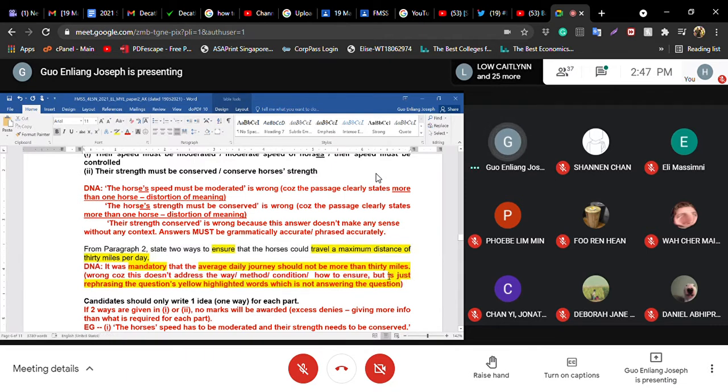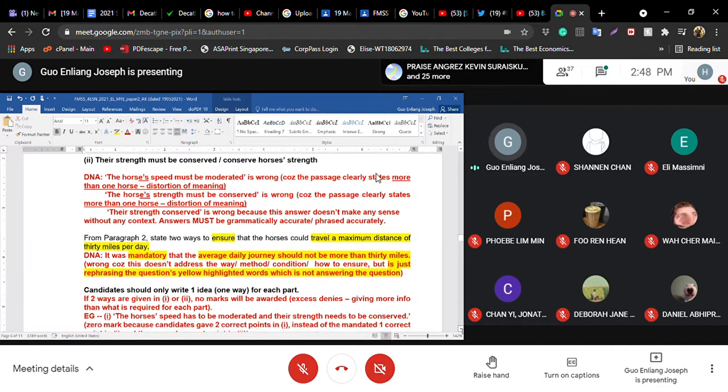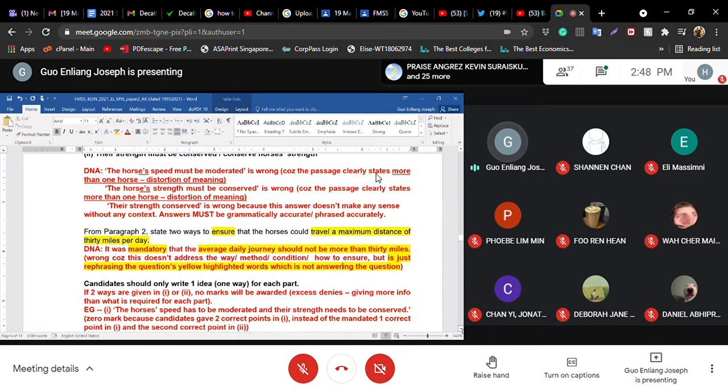But in fact, you look at the words in yellow. The words in yellow are just rephrasing the question's highlighted words. For example, mandatory is just the word ensure. Copy is just vocabulary. Travel a maximum distance of 30 miles per day is just the average daily journey should not be more than 30 miles. It's the same meaning. So you are basically rephrasing the question's words. You are not actually answering the question, and definitely it's nothing to do with the way or how to ensure. So it is wrong. Also a popular wrong answer.